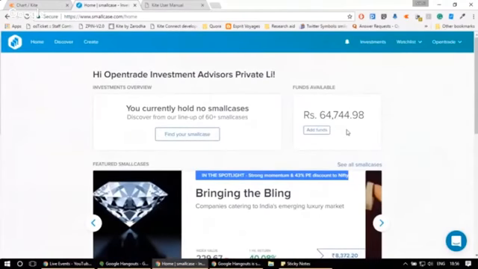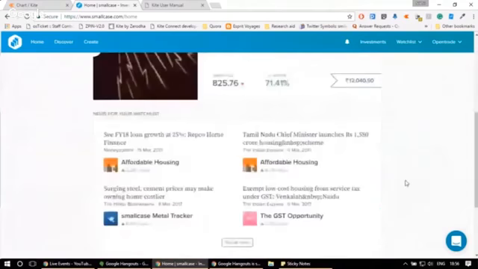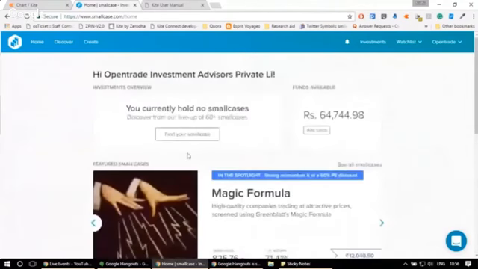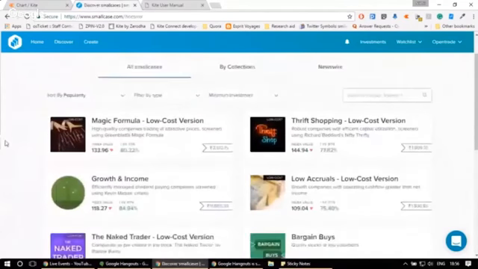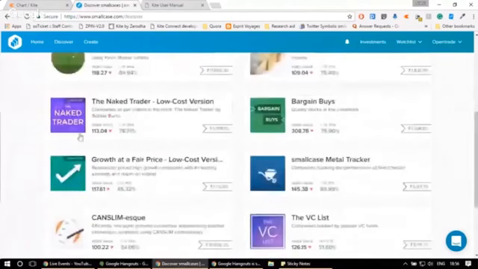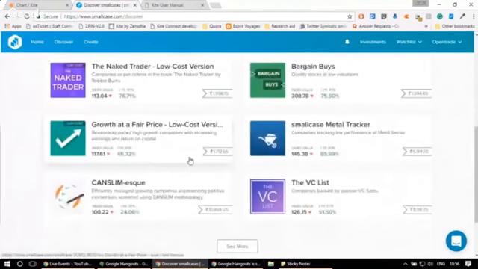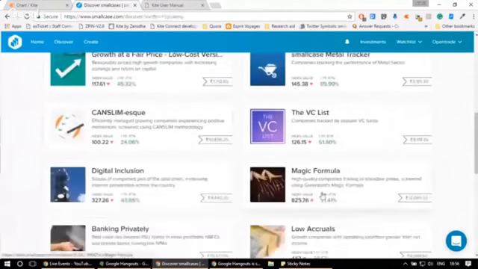So these are the funds available. You can check out the platform, explore it over here. Click on find your Smallcase, and it shows me all of the thematic baskets that are created by Smallcase. So let us look at some of these baskets.